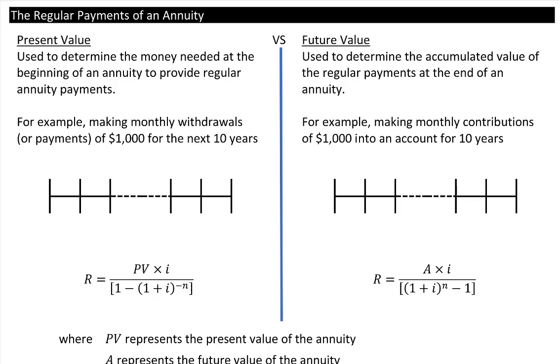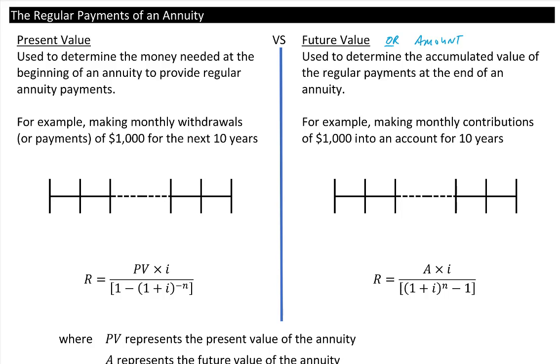So next is how to determine the regular payments of an annuity. Once again, we're going to compare our two types of calculations, our present value calculation versus our future value, or our amount of an annuity. Recall that present value is used to determine the money needed at the beginning of an annuity to provide regular annuity payments. For example, making monthly withdrawals or payments of $1,000 for the next 10 years.